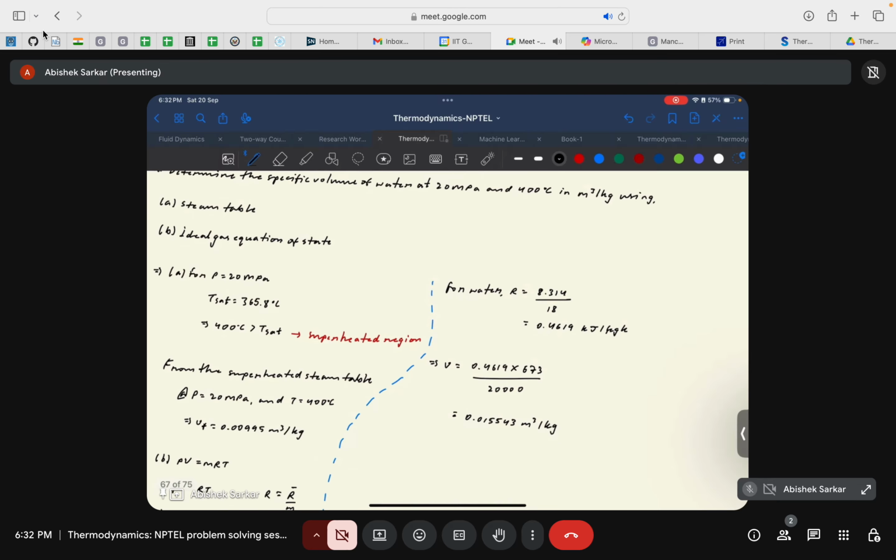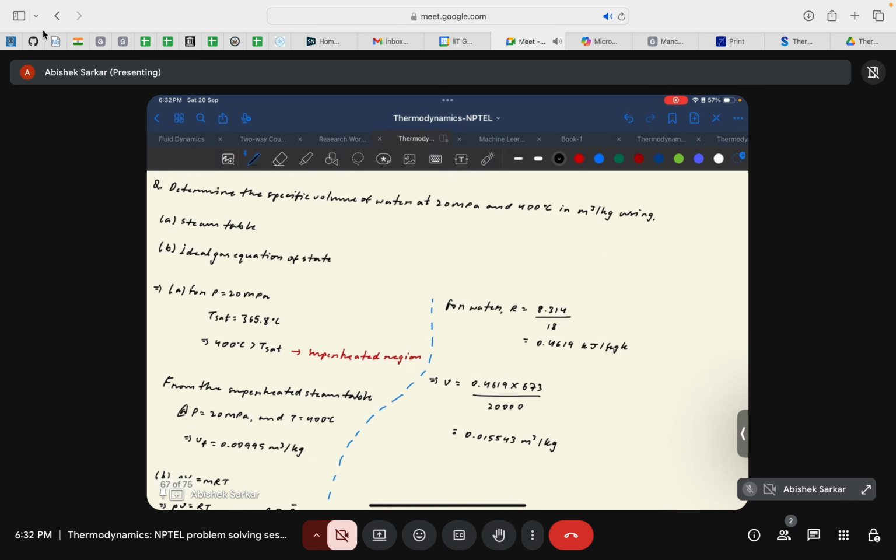So the next question is a simple question but a thought-intriguing question. Of course, it's something that I feel, but it may not be the same for everyone. We have to determine the specific volume of water at 20 megapascal and 400 degrees Celsius in meter cube per kg, using first the steam table, second the ideal gas equation of state.